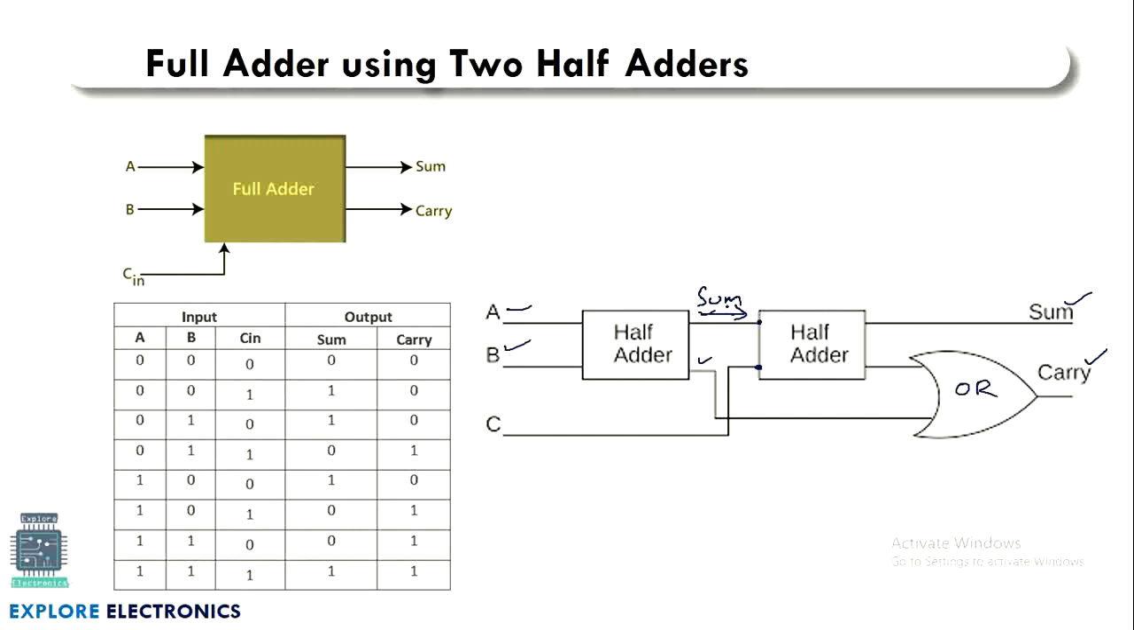Okay, this is another way of writing the full adder if the half adder module is available with us. Otherwise, we need to design this half adder and then put it over here to get the final full adder circuit. Here also, full adder using two half adders, the truth table is the same. This is also a full adder implementation that we have seen earlier, but in a different way.